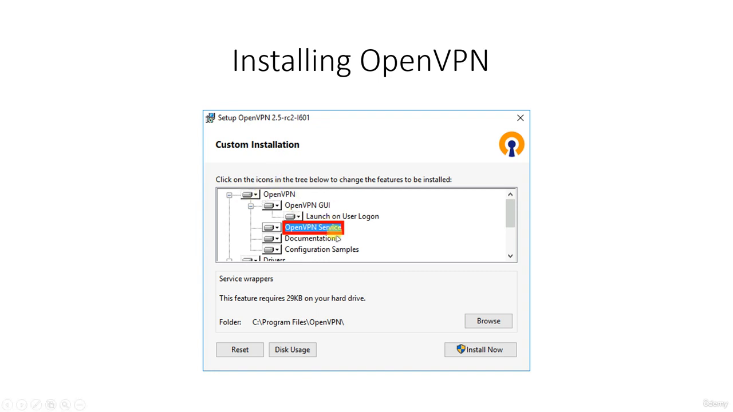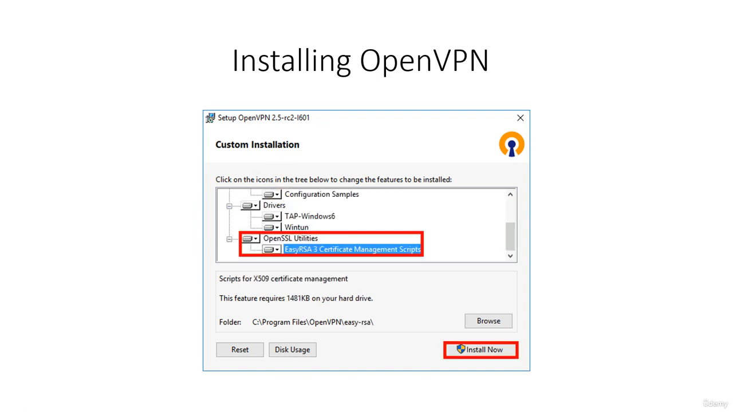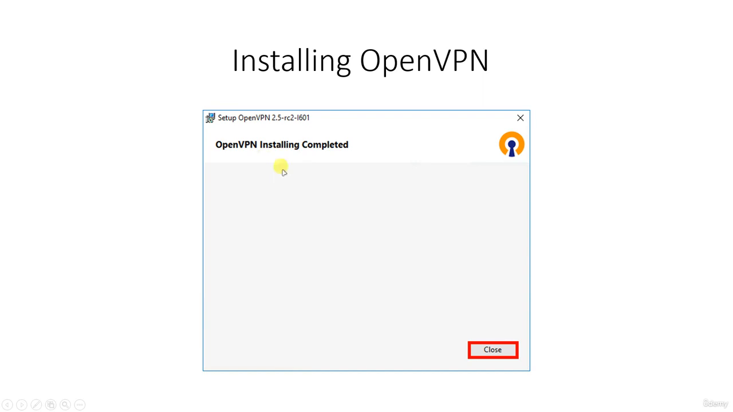Then we install a utility called EasyRSA 3 certificate management script. Simply click this, then click install, because we need EasyRSA 3 in order to be able to create server and client certificates. This is a must, otherwise it won't work for server and client certificates. Select this, click install, and once the OpenVPN install is done, simply click close.